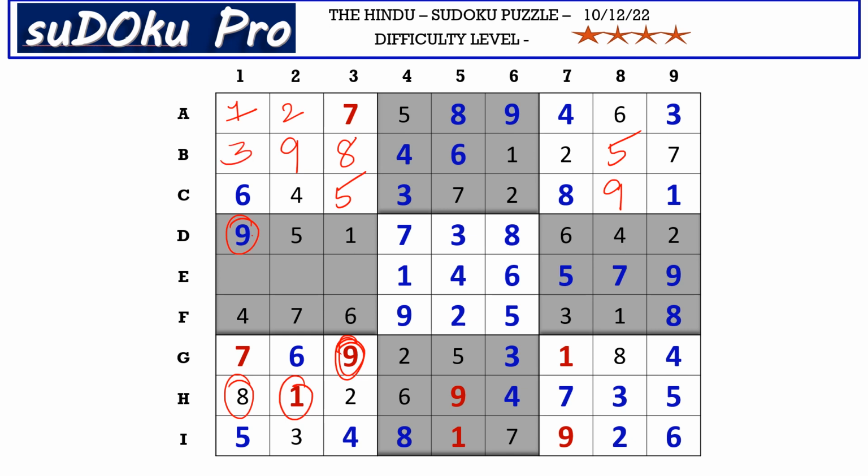Now in column 3 the only missing number is 3. And here we miss 2 and 8. There is 8 in column 1. So E1 takes 2 and E2 takes 8. And the puzzle is solved.